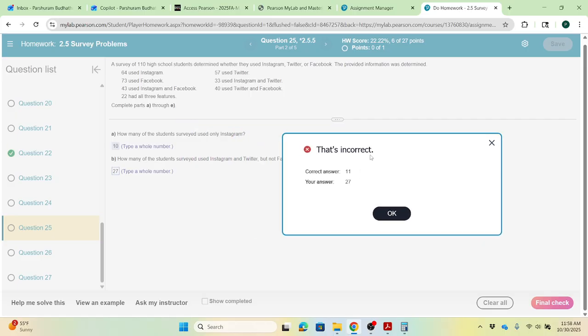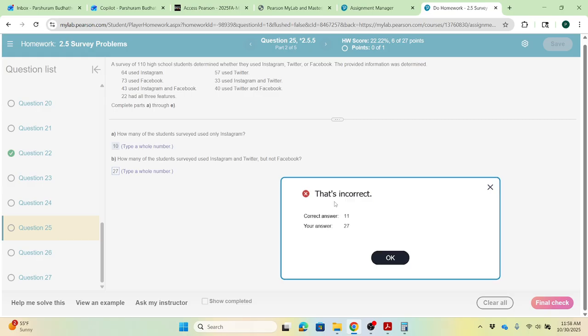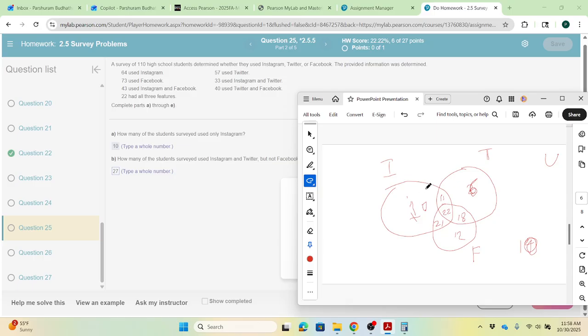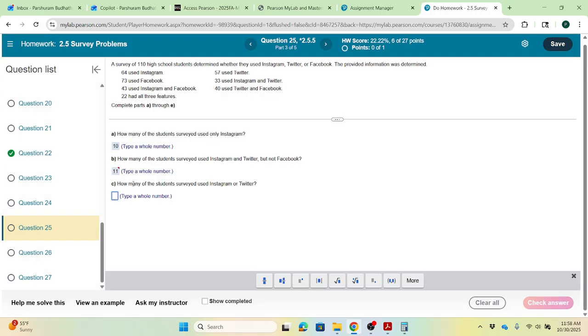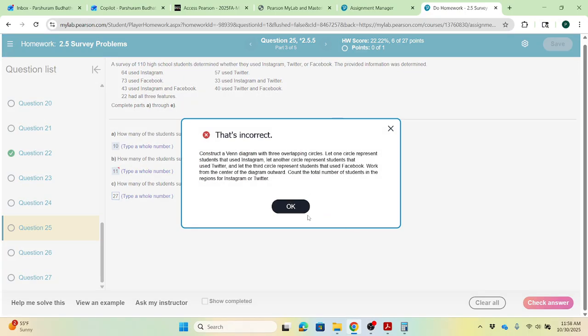Correct answer is 11. How many of the students surveyed use Instagram and Twitter? Oh, Instagram and Twitter, but not Facebook. So both, and means both, not or. That was the mistake I was doing. Look, I calculated everything, but they are asking how many of them are using Instagram and Twitter. So there are 11. That's the intersection. My bad. That's my mistake. Now let's go to the next question. How many of the students surveyed use Instagram or Twitter? That's the 27.